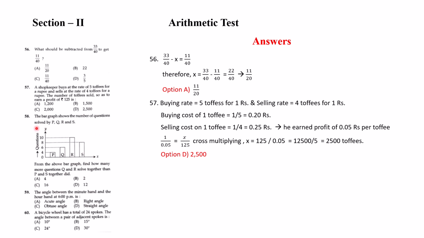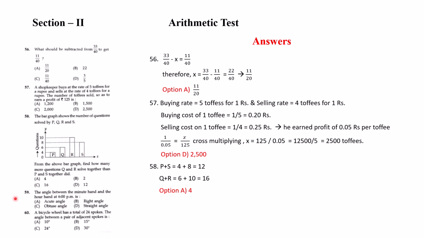Coming to the next question, the bar graph shows the number of questions solved by P, Q, R, S. From this, we need to find how many more questions Q and R together solve than P and S together. So it is very simple. Let us see. P and S together solve 4 plus 8, that is 12 questions. Now Q and R together solve 6 plus 10, that is 16 questions. It is clearly seen here that Q and R have solved 4 questions more than P and S. Therefore the correct answer is option A, 4.